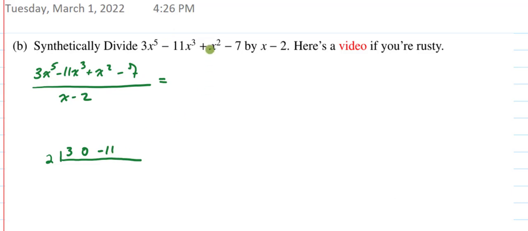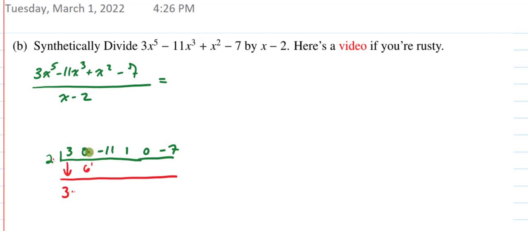And likewise, I'm missing, let's see, I've got a 1 there. I'm missing a term of degree x, so I'll put a placeholder there of 0 and minus 7. And then remember, when we go to do synthetic division, the way it works is we bring down the first factor here for free, and then when I do this operation, this 2 and 3, that's multiplication, so we get 2 times 3, that gives me 6.